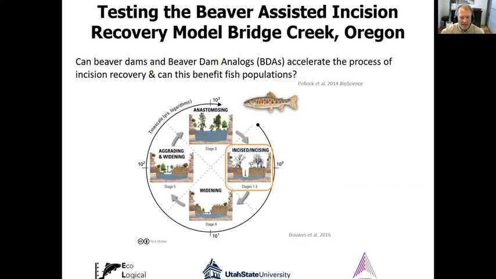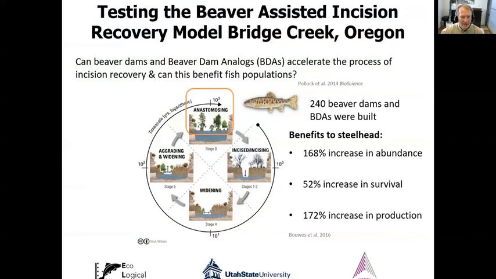So that idea that currently is a very incised stream, and through these restoration activities where 240 beaver dams were built along with BDAs, the steelhead response is pretty remarkable: 168% increase in abundance, 52% increase in survival, and 172% increase in productivity.